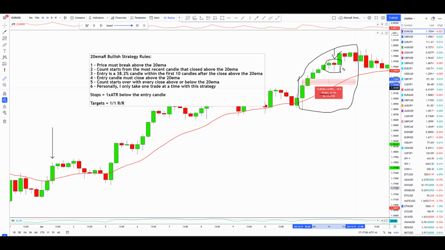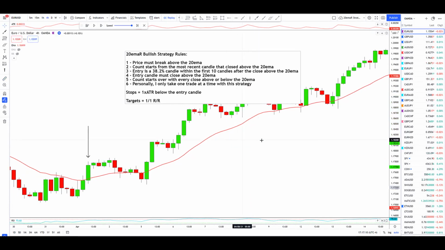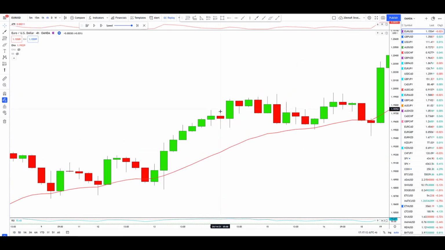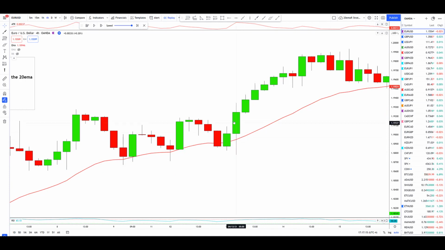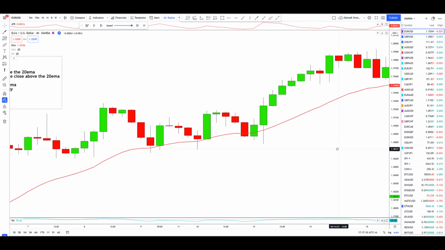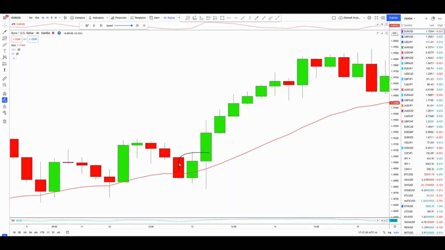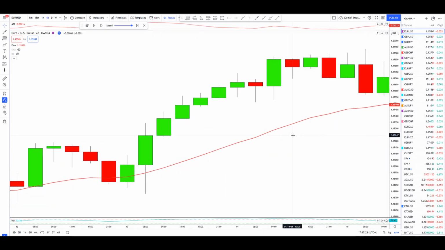38.2% candles, as we discussed, can be red or green. So let's actually zoom into that candle. We know it was candle number like 8, I think. Let's actually count. 1, 2, 3, 4, 5, 6. It's actually candle number 7. So it's within our 10 candles from the previous most recent close above the 20. That rule is met. Now we just need to measure this candle to ensure that it's the 38.2.